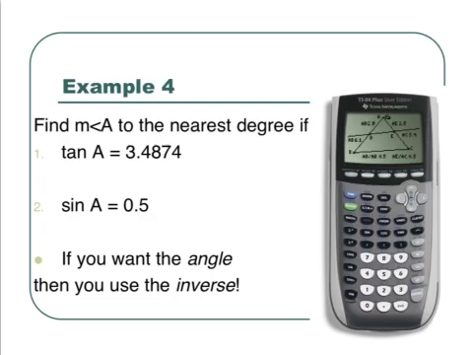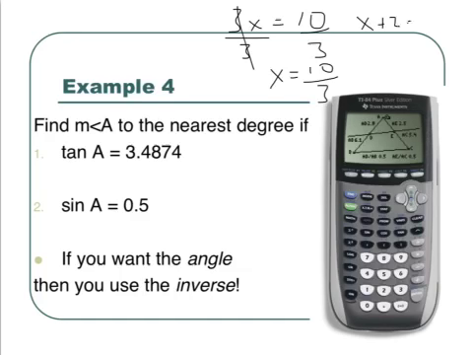Alright, here it says find the measure of angle A to the nearest degree if tangent of A equals 3.4874. Now, think back to multiplication and division. If you have something like 3x equals 10, I can solve for x by dividing by 3. That's my inverse operation, and I end up with x equals 10 over 3. If I have x plus 2 equals 5, I would subtract 2 from both sides because the inverse operation of addition is subtraction.